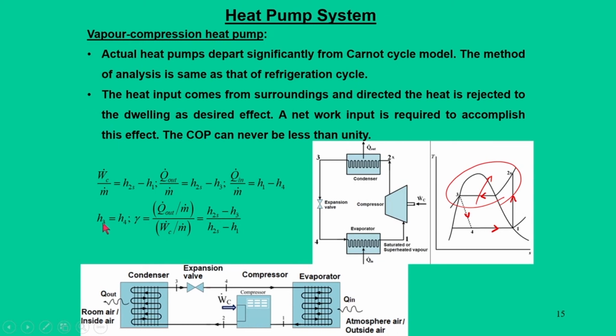Again, for the throttling process H3 is equal to H4, and finally the COP for the heat pump, gamma, is equal to H2S minus H3 divided by H2S minus H1. Here the net work input required to accomplish this effect comes from the electrical heating load. And we can see that the COP can never be less than unity for a heat pump. We also mentioned that the COP of a heat pump is the COP of a refrigerator plus 1.